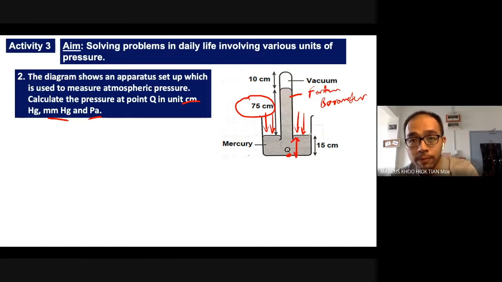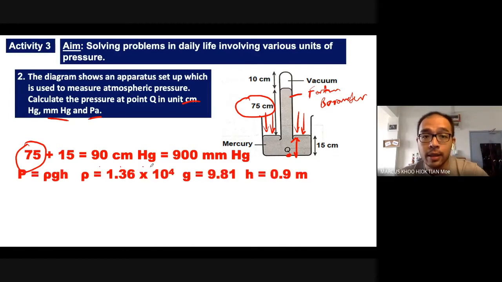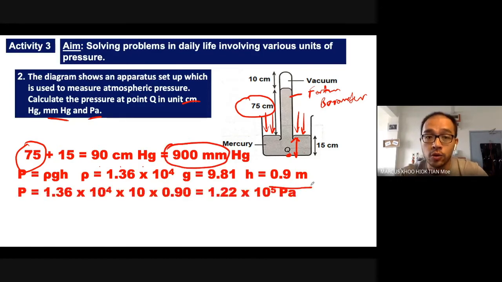So the total pressure will be the atmospheric pressure, which very interestingly is 75. I also don't know why. 75 plus the liquid pressure of 15, and you'll get 90 centimeter mercury. And then only you convert it to Pascal. So 1.36 times 10 to the power of 4, g is 9.81, h is 0.9 because we change centimeter Hg to meters. So you get 0.9, and then you will get the value of the pressure in Pascal.